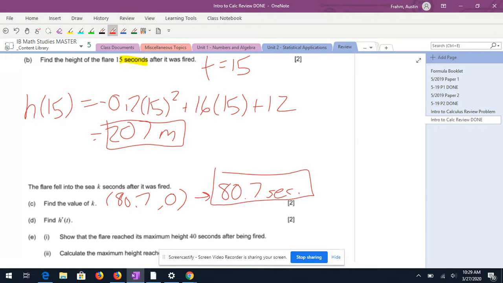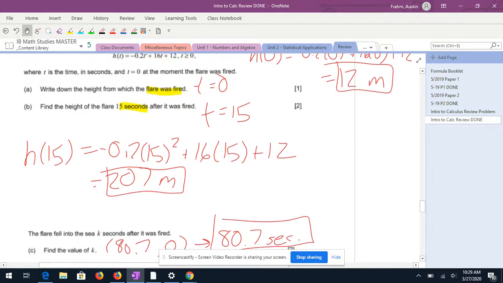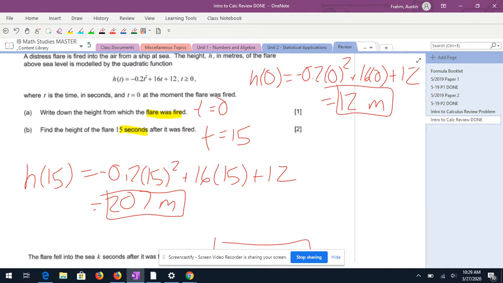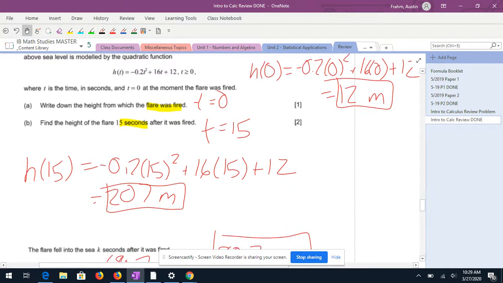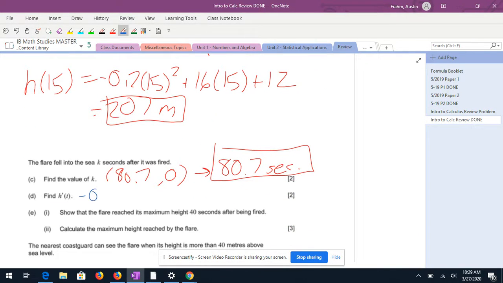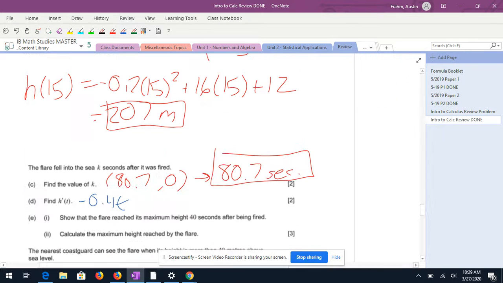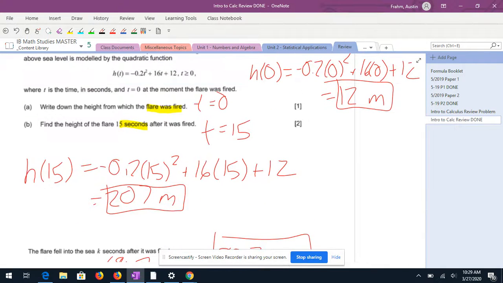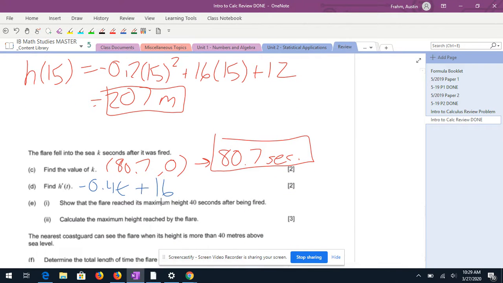Part D, then they ask us to find the derivative of our function, h(t). So we've got to take it one part at a time. -0.2t² would become -0.4t. The derivative of 16t, since it's just a t term, would be the number in front of t, which is 16. And the derivative of 12, since it's just a number, is 0. So this would be our answer to part D.